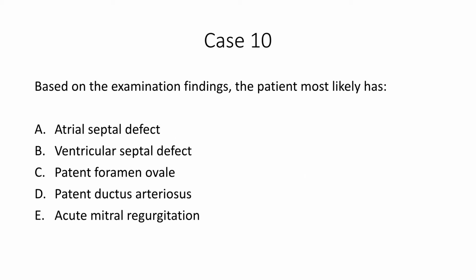Based on the examination findings, the patient most likely has A, atrial septal defect, B, ventricular septal defect, C, patent foramen ovale, D, patent ductus arteriosus, or E, acute mitral regurgitation. And the answer is B, ventricular septal defect.